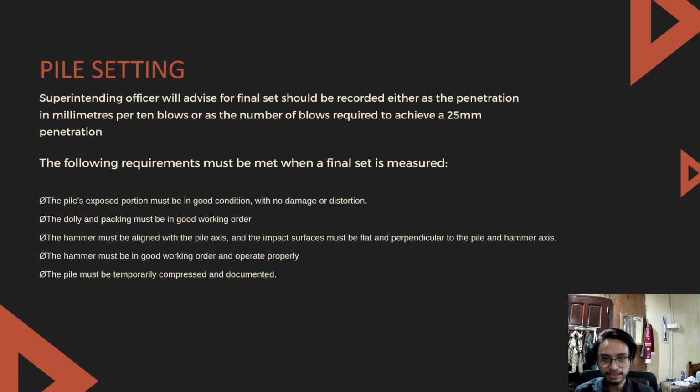The pile's exposed portion must be in good condition, with no damage or distortion. The dolly and packing must be in good working order. The hammer must be aligned with the pile axis, and the impact face must be flat and perpendicular to the pile hammer axis. The hammer must be in good working order and operate properly. The pile must be temporarily compressed and documented.